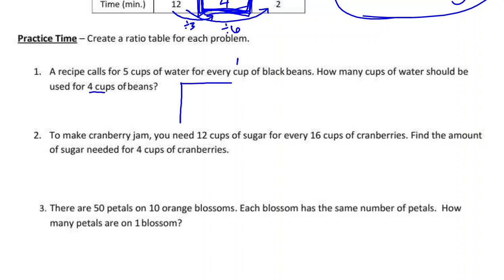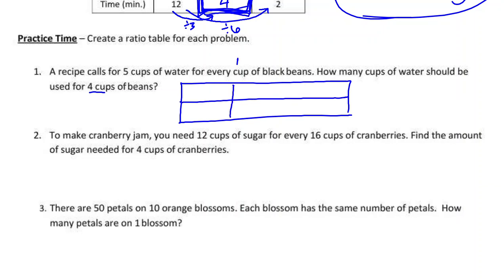So to draw your table, just draw a rectangle, cut it in half because we're comparing 2 things. We need to put our label, what we know, and what we don't know. Name, known, unknown. So we have water versus the beans. I know that there are 5 cups of water for every 1 cup of beans. And it's asking how many cups, that's what we need to know, should be used for 4 cups of beans.